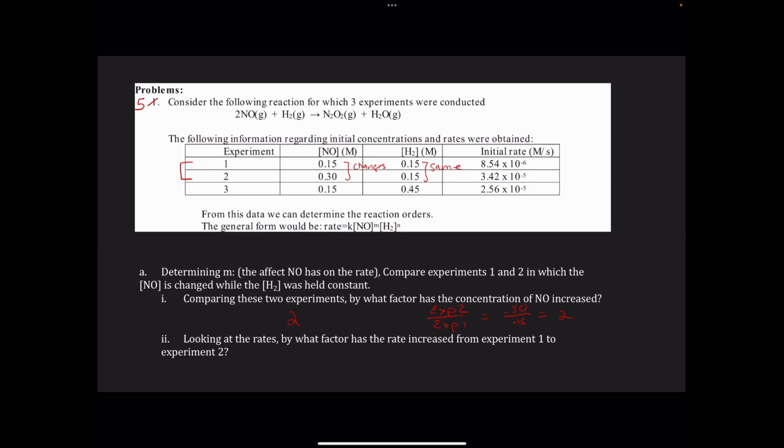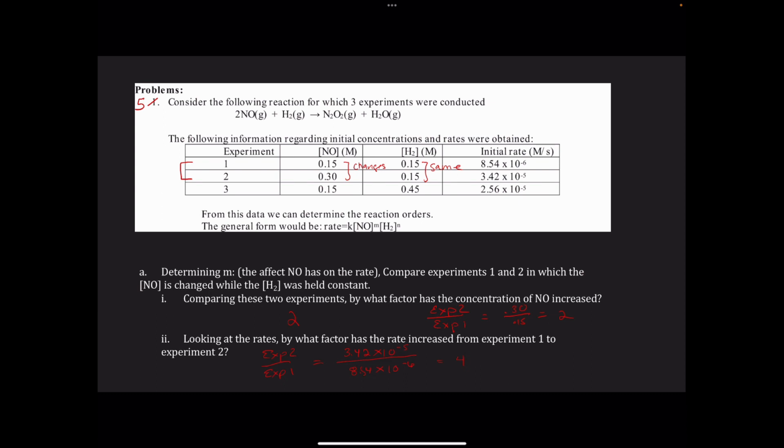And so here our numbers are a little bit more complicated. It's not as obvious to look at and tell how the rate changed. So we're going to take experiment 2 divided by experiment 1. So 3.42 times 10 to the negative 5th divided by 8.54 times 10 to the negative 6th. And the value we get is 4. So that means that my rate is 4 times faster.